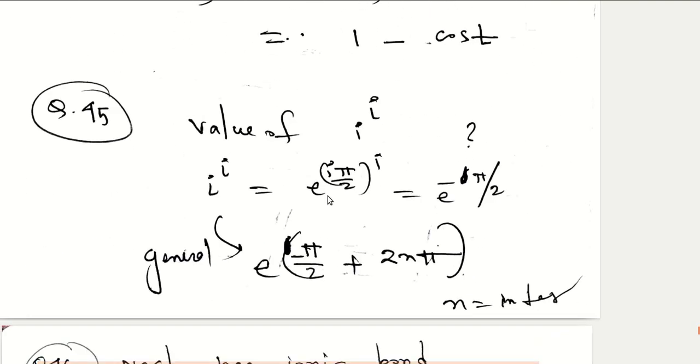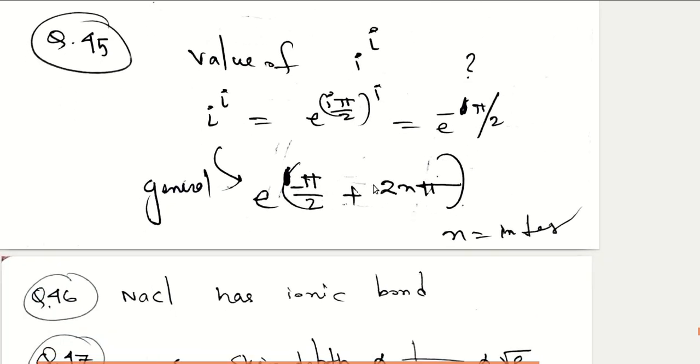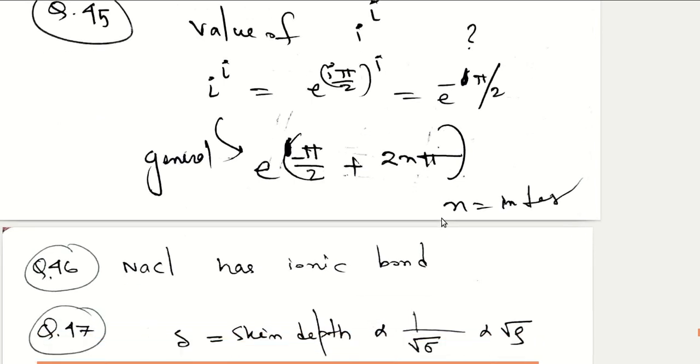And the next question, you need to find the value of i to the power i. You know that i to the power i is basically e to the power i pi by 2, raised to the power i, which is e to the power minus pi by 2. And in general, you can write e to the power minus (pi by 2 plus 2n pi), where n is an integer.